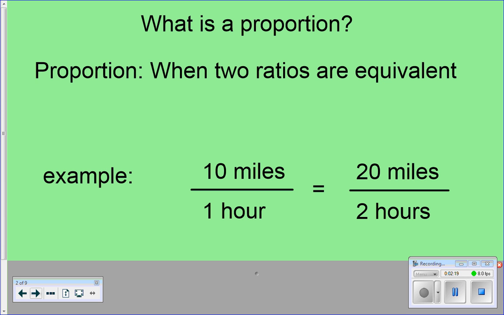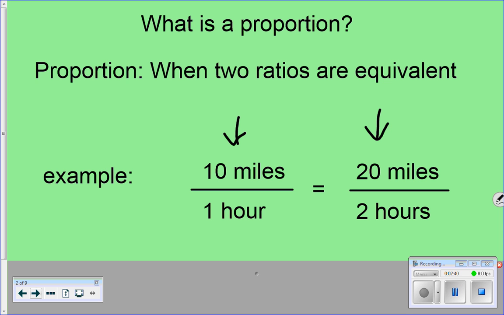A fraction would be like, I ate 1/2 of that pie. That's not a ratio. A ratio is comparing two different numbers. Now, if I look up here, these two ratios, this one and this one, are equivalent. They're in proportion.